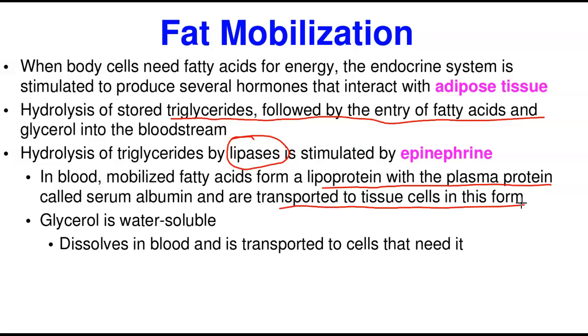Of course, the glycerol itself is water soluble. It can easily be carried in the blood because, remember, glycerol has three hydroxyl groups and is highly soluble. What happens to it? Glycerol quickly undergoes some modifications and gets into the tricarboxylic acid cycle. Like I said, the glycerol is water soluble, dissolves in the bloodstream, and is transported to the cells that need it.